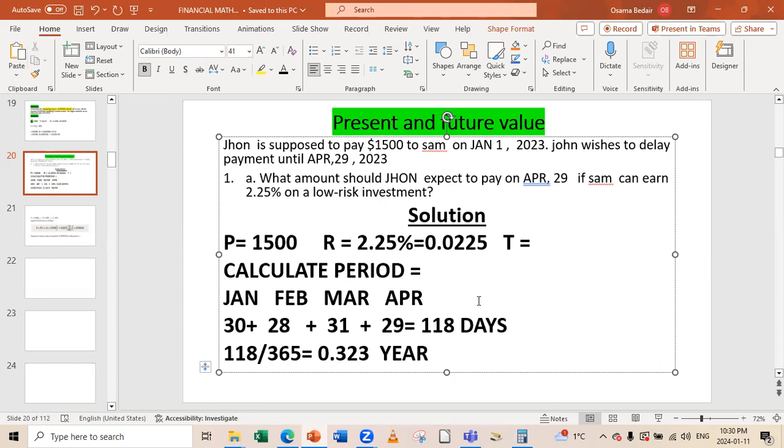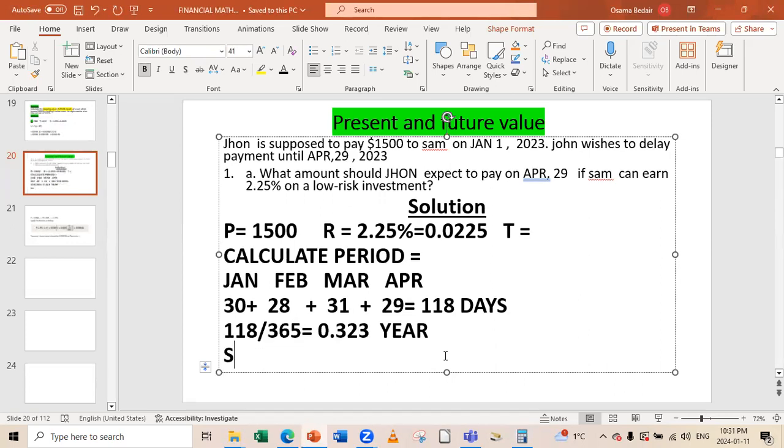So can I calculate the S or the value? Yes, I can calculate the value. Well, the future value S will equal P, open a bracket, 1 plus RT.